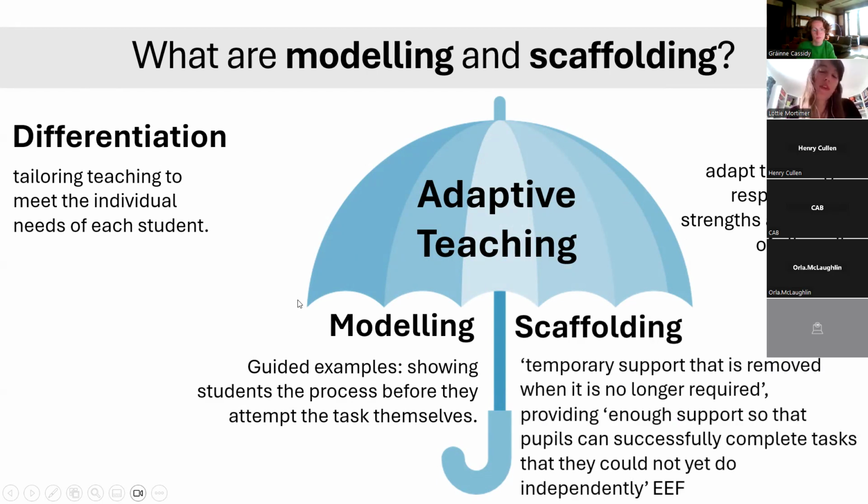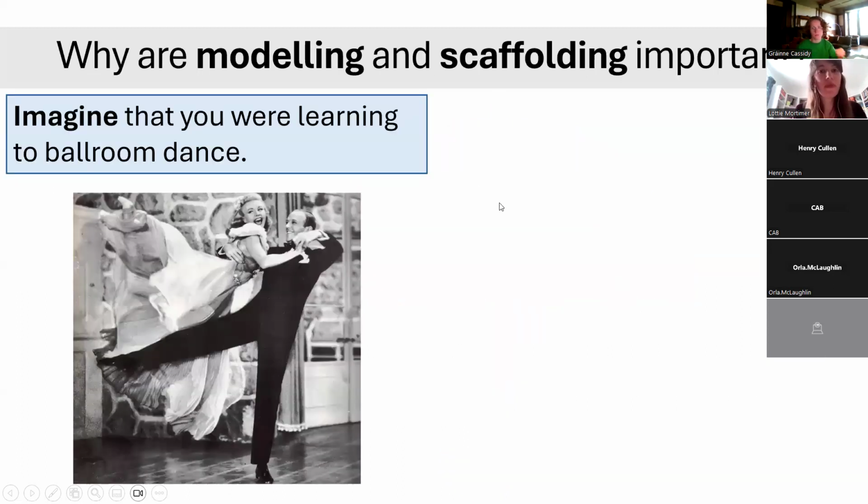The EEF refers to scaffolding as temporary supports that are removed when no longer required. This provides enough support so that pupils can successfully complete tasks that they could not yet do independently. A really important thing about scaffolding is that it does need to be removed eventually. Imagine if you had scaffolding in front of your house, you don't want it there forever, but it's there to help students reach independence.